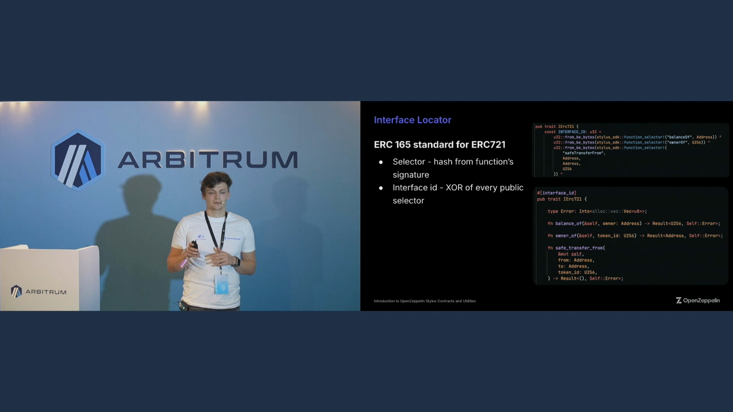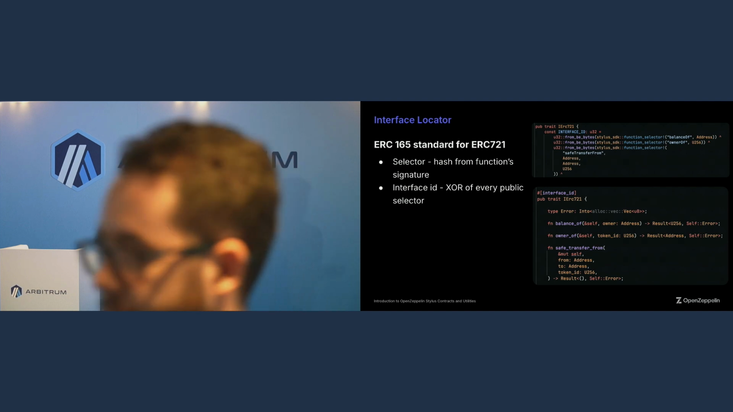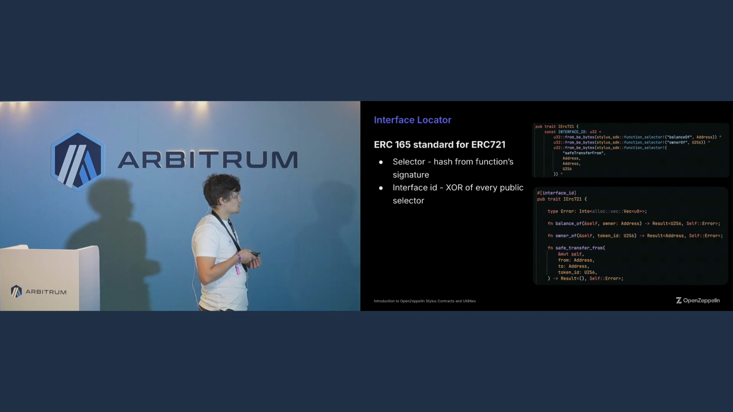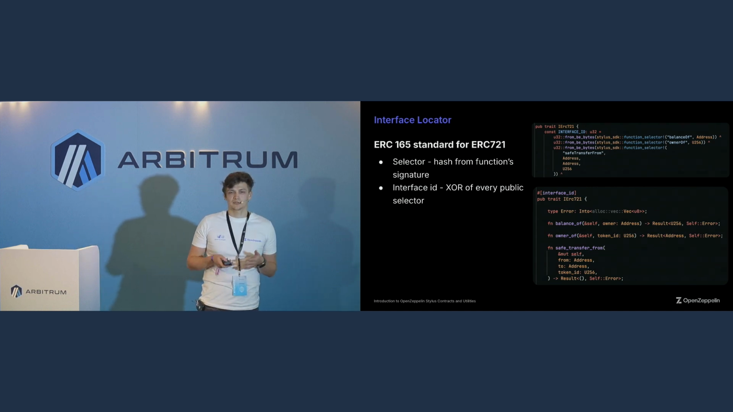Interfaces expose a property, but in Stylus there is no such thing, and you can just implement the interface ID by yourself. So here you can see that we basically compute the keccak hash and XOR of every selector. Or you can write your own macro. It currently exists in the OpenZeppelin library, and you can use it. We're using it for ERC-165, and then expose the function supports interface that will check that the exact contract supports that exact interface.